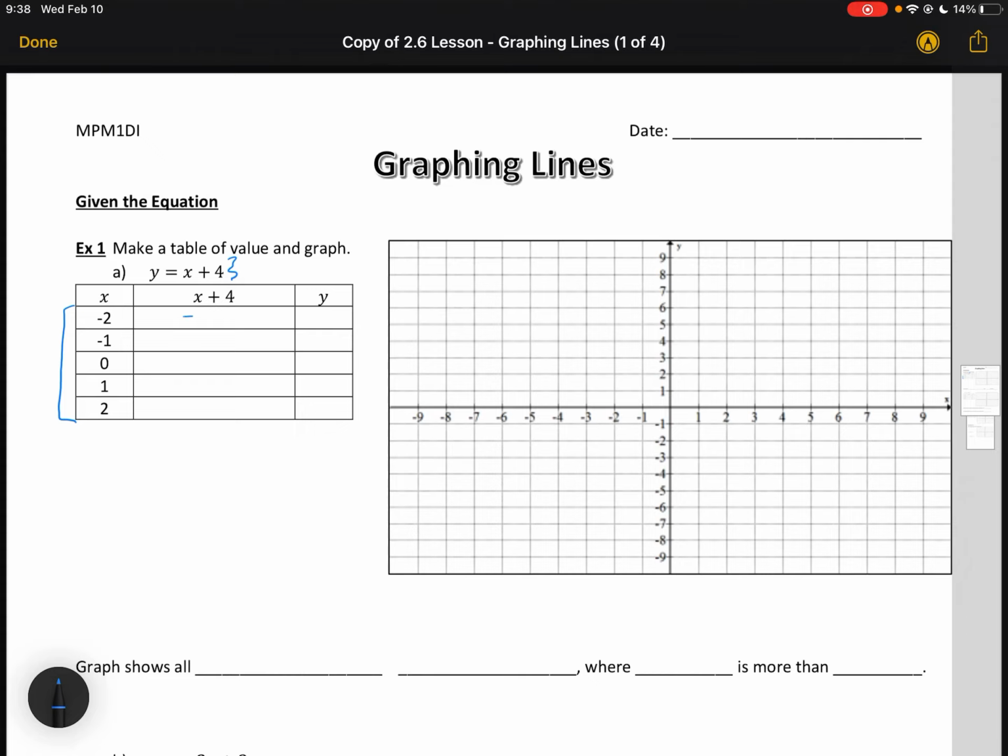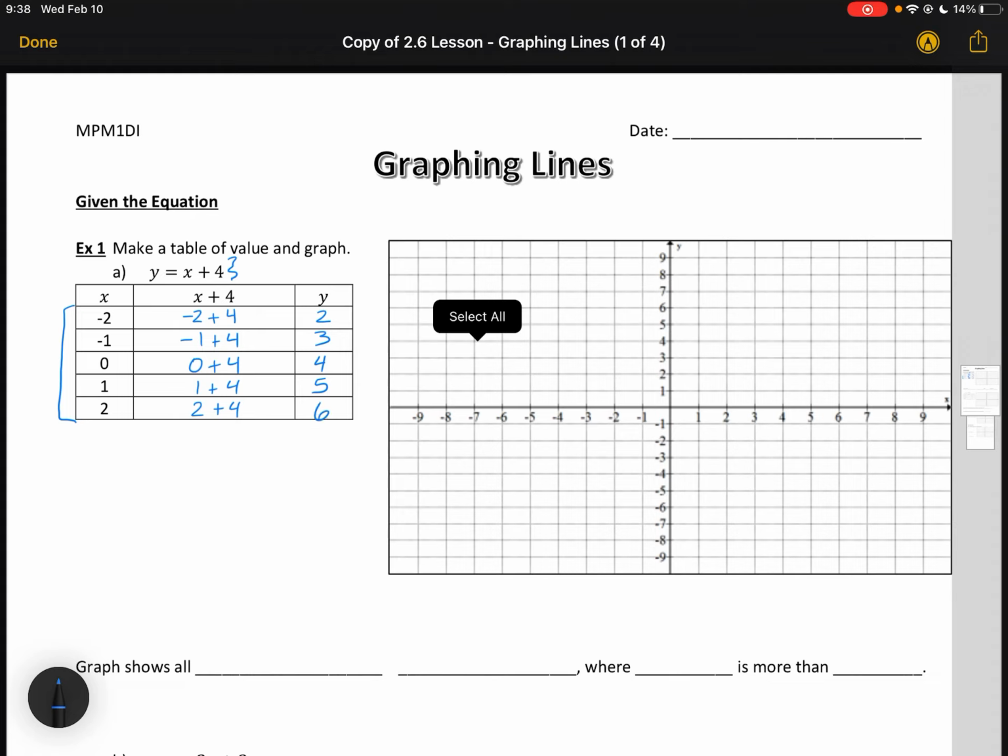So the first thing I'm going to do is take my x value and add 4. That gives me a y value of 2. Minus 1, add 4, gives me a y value of 3. 0, add 4, y value of 4. 1 plus 4 is a y value of 5. And then 2 plus 4 is a y value of 6.